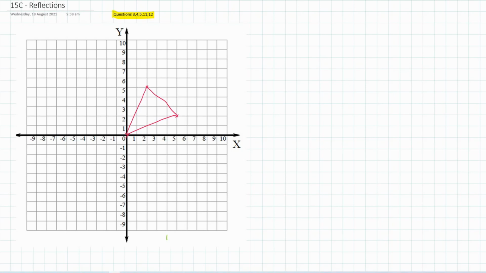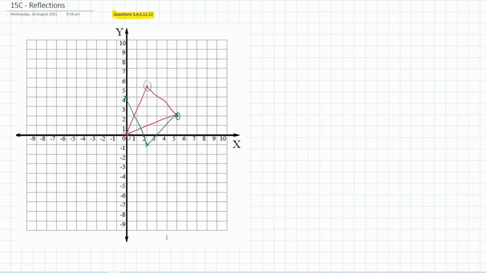Now, this point here at (5, 2) stays on that point when we reflect it, which tells you something. That means that this point must be on the mirror line. Then we know that (2, 5), which is this point here, after it's reflected becomes (2, -1). So we've now got this point here. And then this point here becomes (0, 4). So we now have this triangle here.